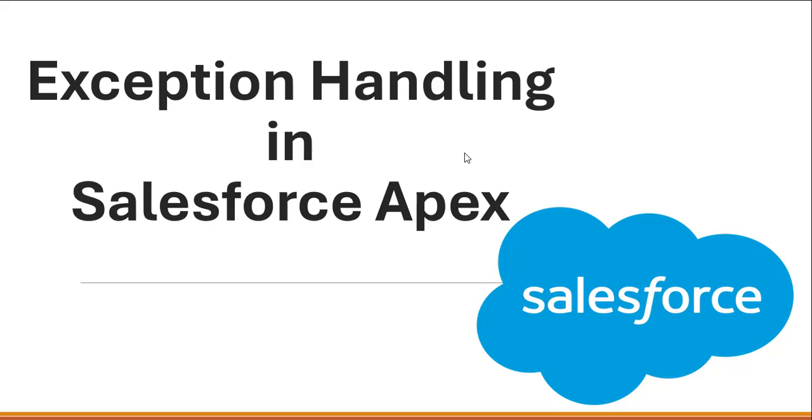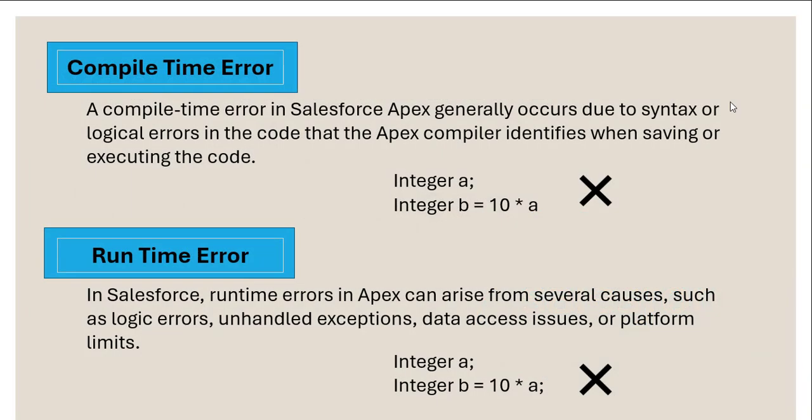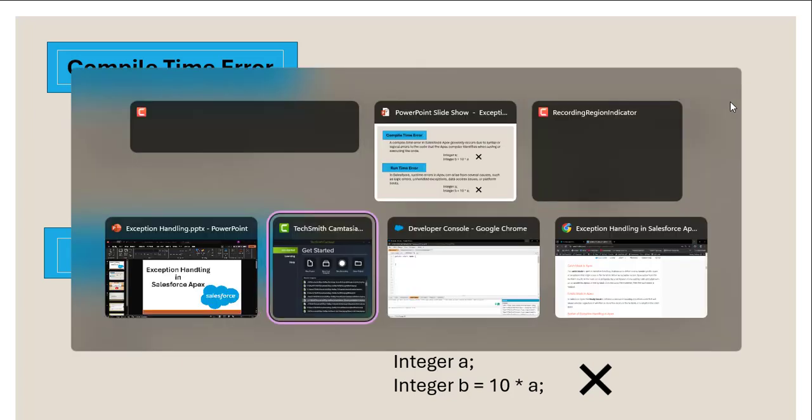Now first let's understand what is compile time error and runtime error. So the compile time error in Salesforce Apex generally occurs due to syntax error or logical error in the code that the Apex compiler identifies when saving or executing the code. Now first I will show you how the compile time error occurs. So let's jump to the developer console.